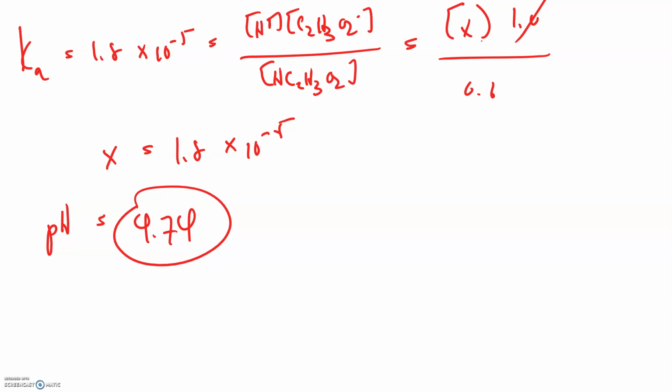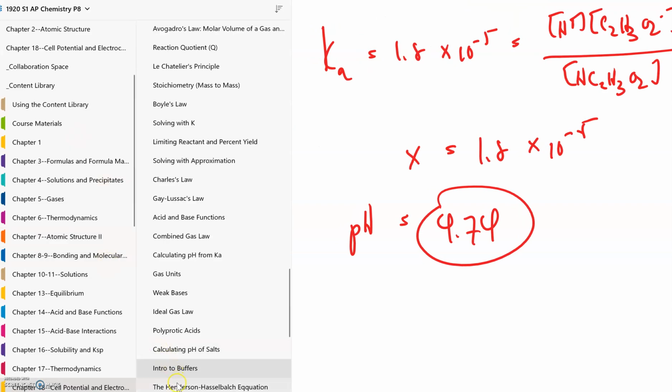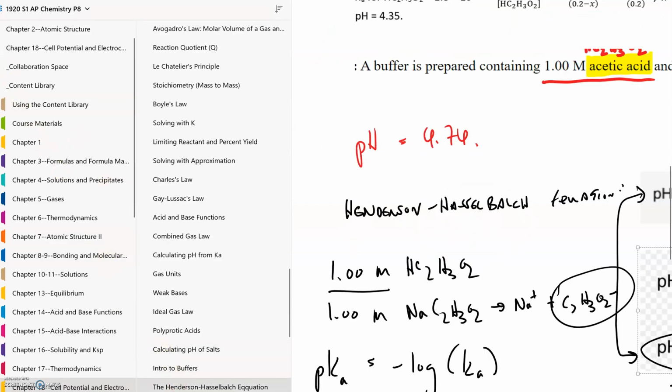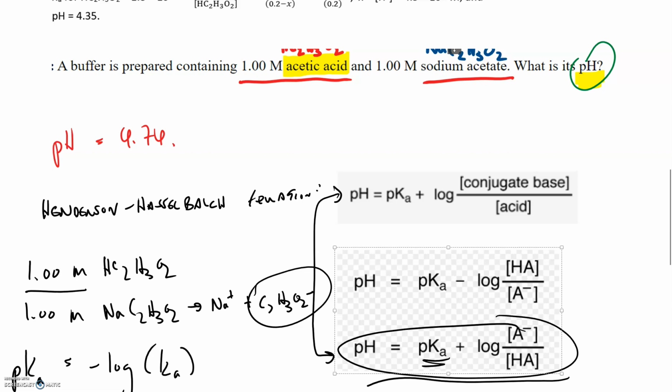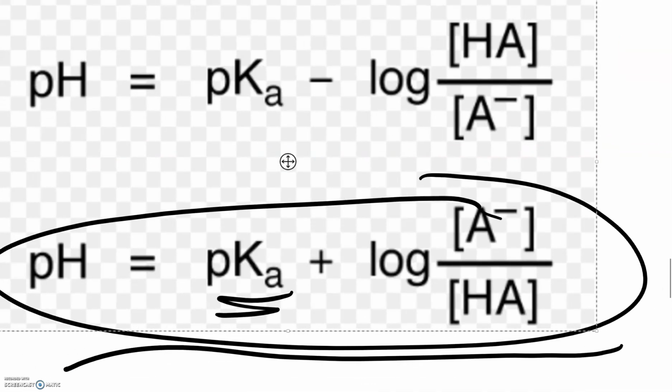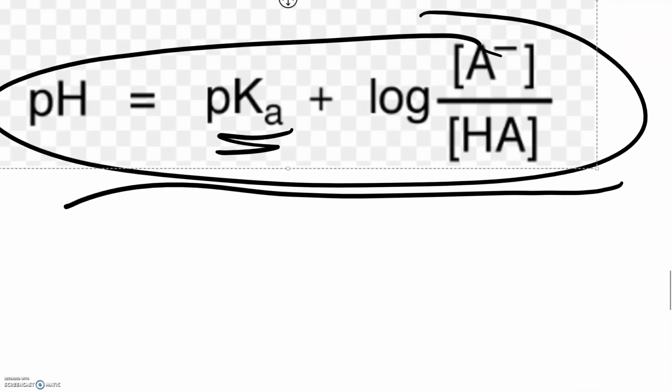So let's try it. And remember, you want to be using the version that you are most comfortable with. And I like this one that's got pH is equal to pKa plus log of base over acid. If you use plus log, just remember the base goes over the acid. And of course, you're welcome to reference this set of notes anytime.